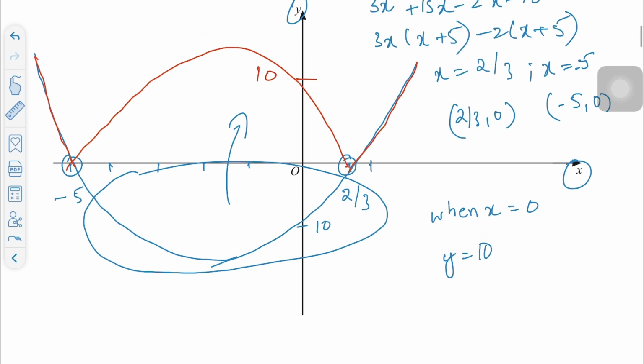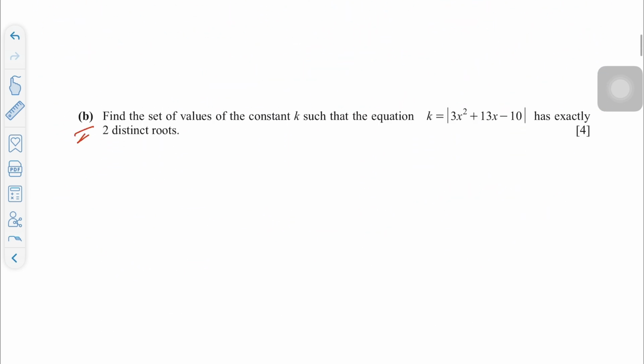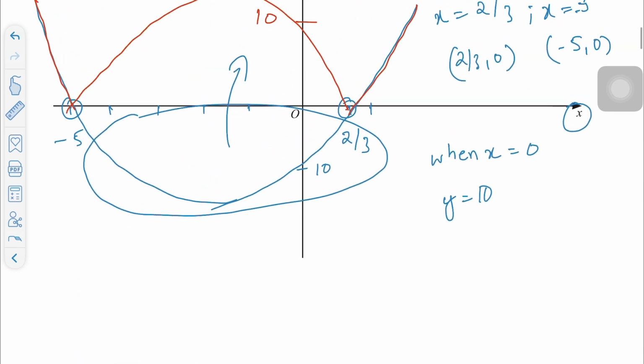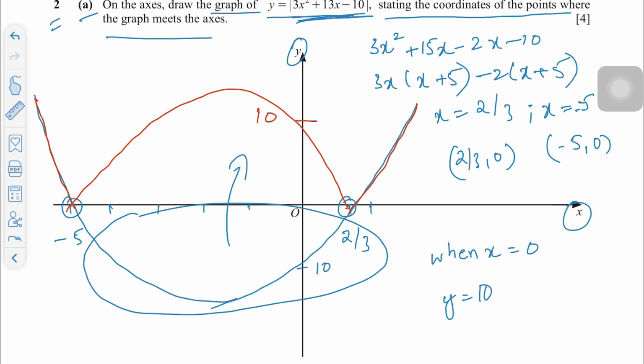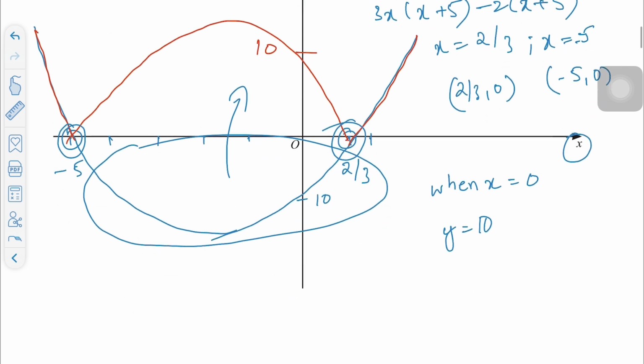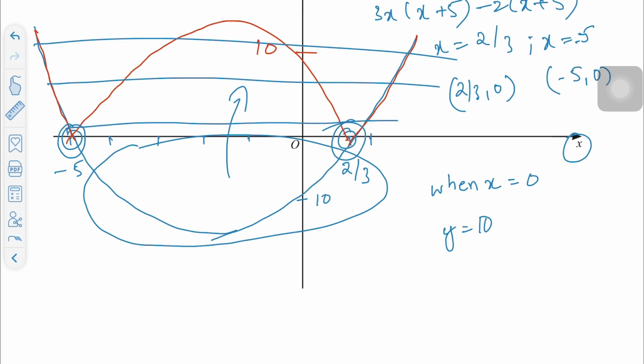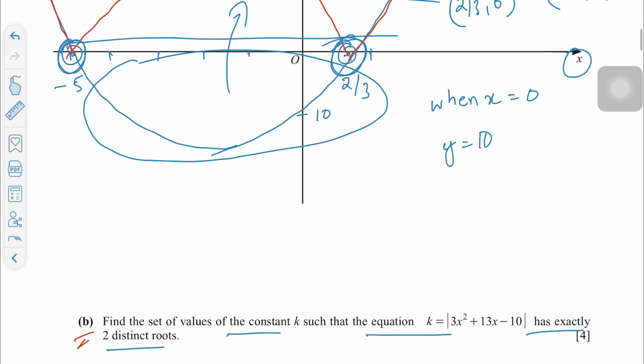Now moving on, we have our question 2 part B. Find the set of values of constant k such that the equation k equals this has exactly 2 distinct roots. It has to have 2 distinct roots. If you look at it carefully, we have 2 distinct roots only over here, right? The other line will have 1, 2, 3, and 4 roots, or this will have 4 roots, this will again have 4 roots. This is the only part where you will find 2 roots only, right?